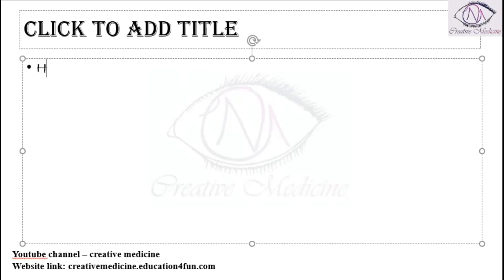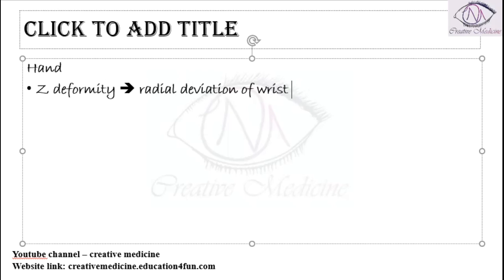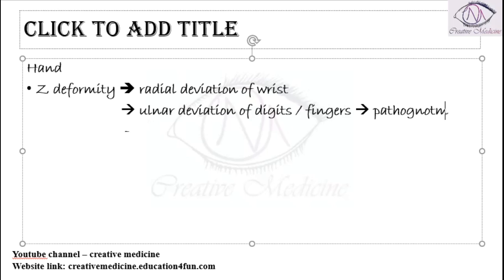Then in the hand joints, we have different characteristics. In the hand joints, Z deformity is seen. In Z deformity, there is radial deviation of the wrist, and there is ulnar deviation of the digits. This ulnar deviation of the digits, or the fingers, is actually pathognomonic of rheumatoid arthritis. Along with that, swan neck deformity is common in rheumatoid arthritis.